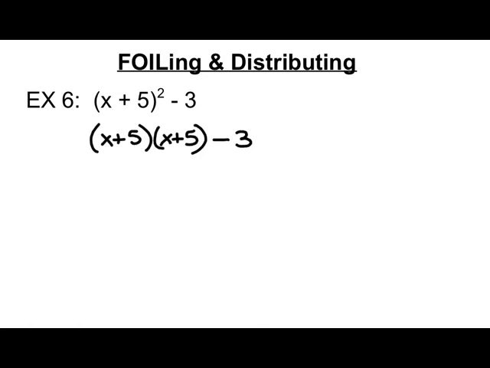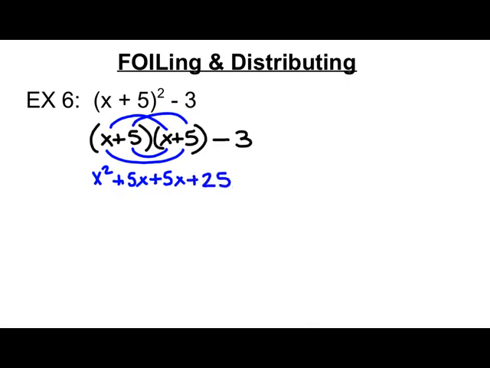Now to do this math problem, I don't do anything with the minus 3 because it doesn't say times negative 3. It says subtract 3 when you're done. So I'm going to FOIL. X times x is x squared. Outsides, x times 5 is 5x. Insides, 5 times x is 5x. And last times last, 5 times 5 is 25.